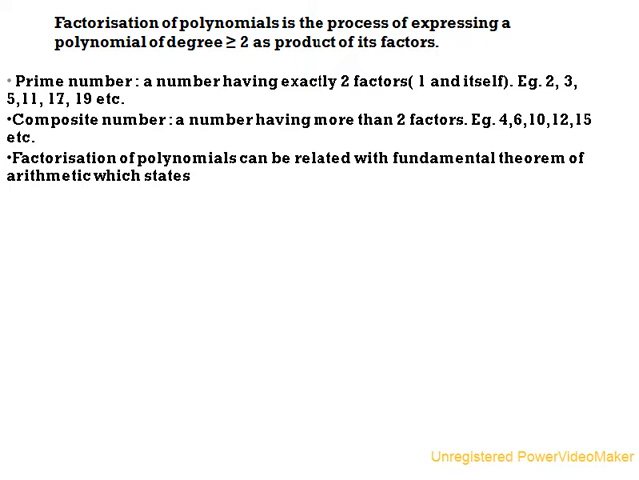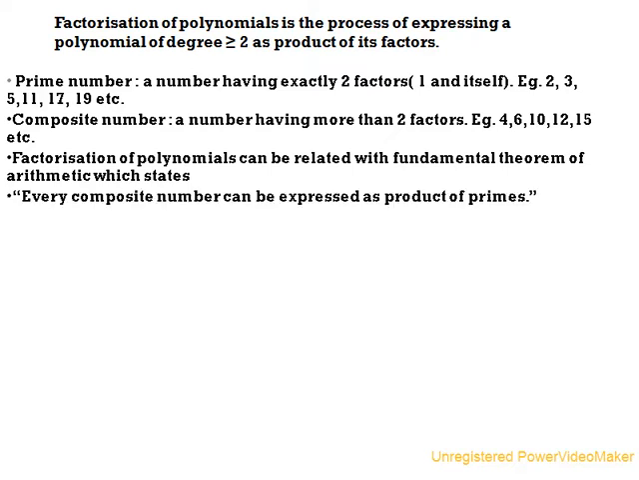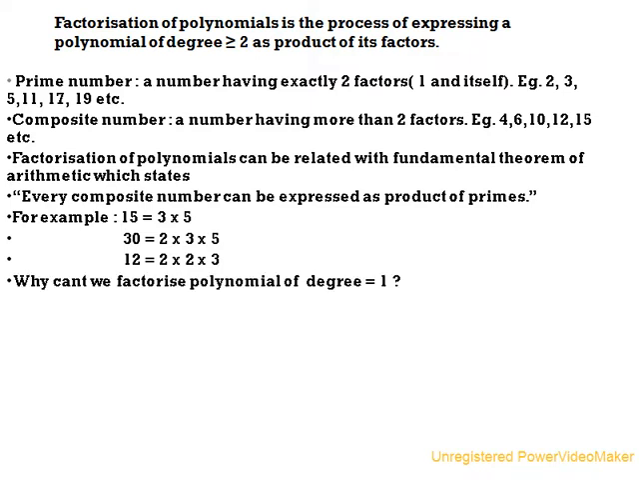Now, why are we considering primes and composites? It is because factorization of polynomials can be related to the fundamental theorem of arithmetic, which states every composite number can be expressed as a product of primes. So for example, 15, which is a composite number, can be expressed as 3 fives are 15, a product of primes. 30, which is another composite number, can also be expressed as 2 into 3 into 5, a product of primes. 12, which is also a composite number, can be expressed as 2 into 2 into 3, that is a product of primes.